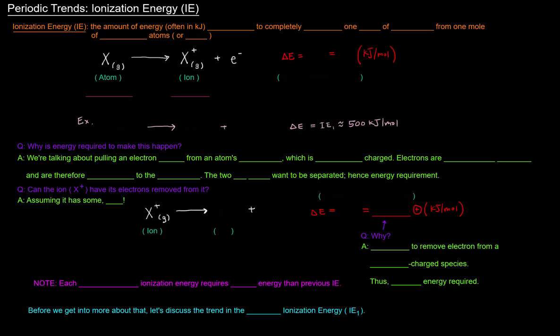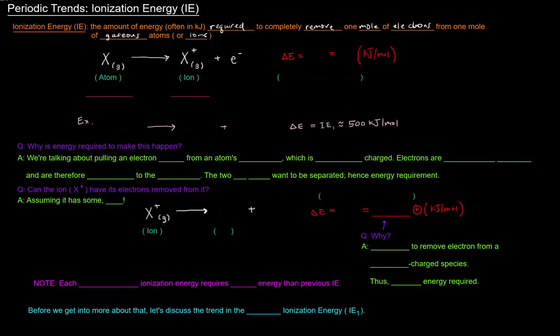Next up is ionization energy, and we'll start off with the definition. Ionization energy is the amount of energy, often listed in kilojoules, that is required to completely remove 1 mole of electrons from 1 mole of gaseous atoms or ions.